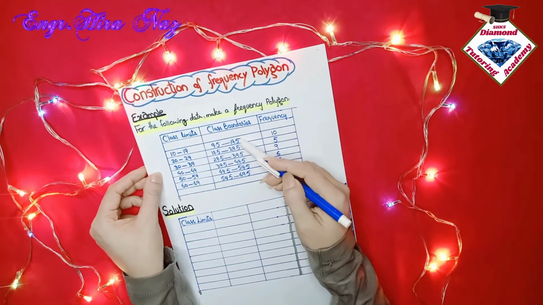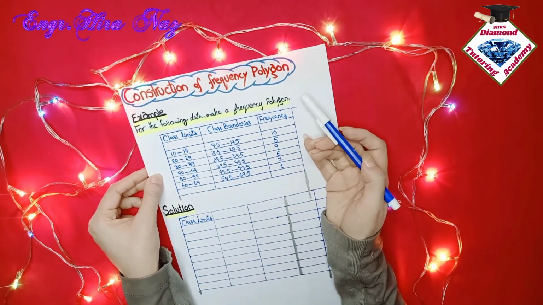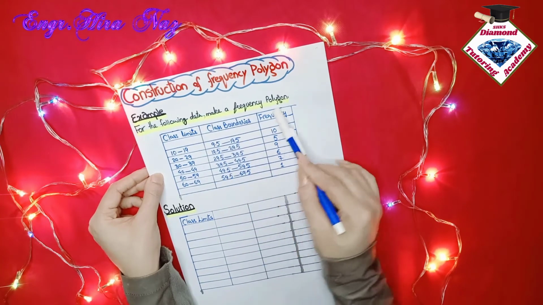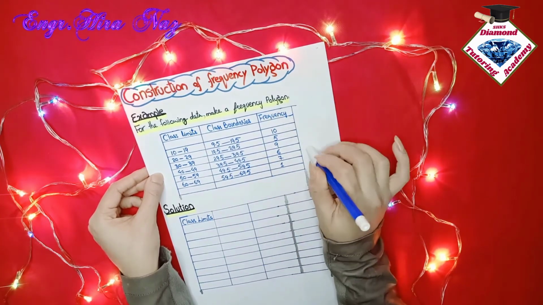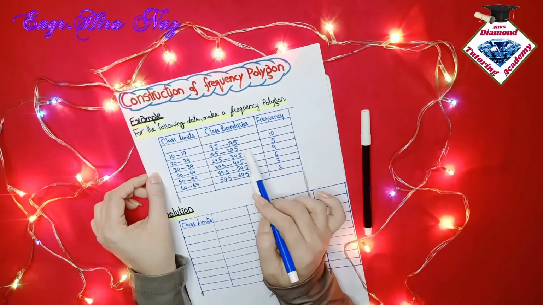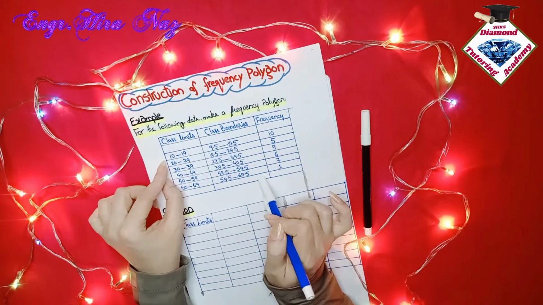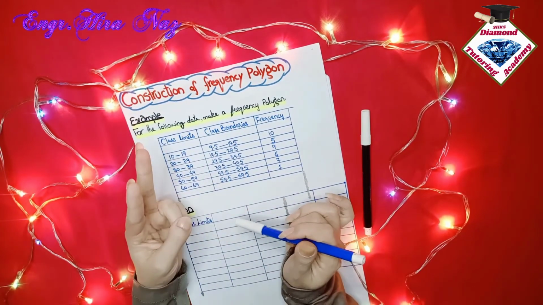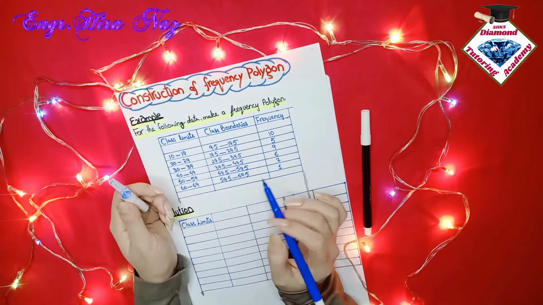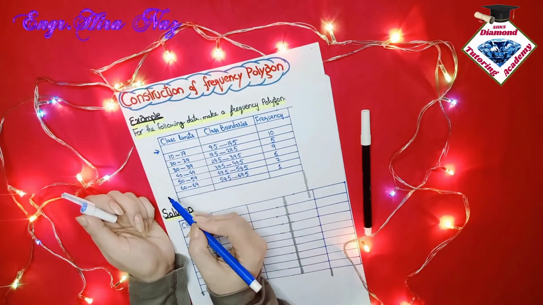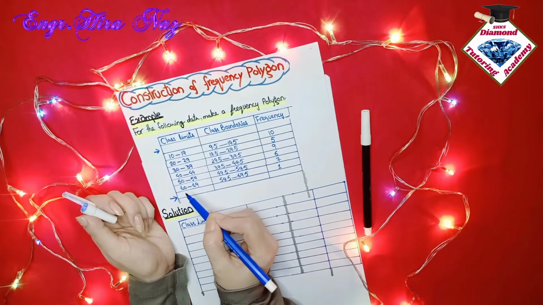Let's start its construction with an example which says, for the following data, make a frequency polygon, and here data is given. So here we have to construct a frequency polygon for the given data. Our first step for its construction is to take two additional groups with the same class interval size: one before the very first group and the second after the very last group.